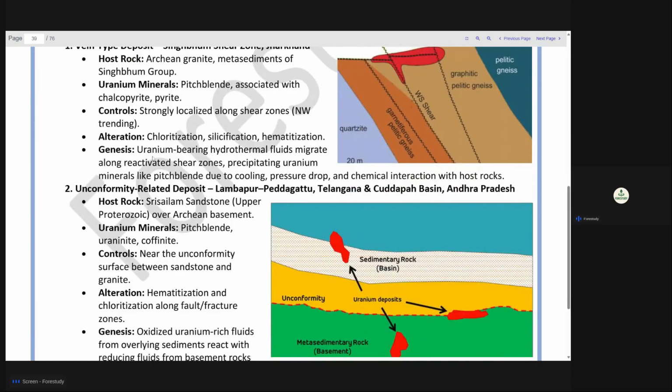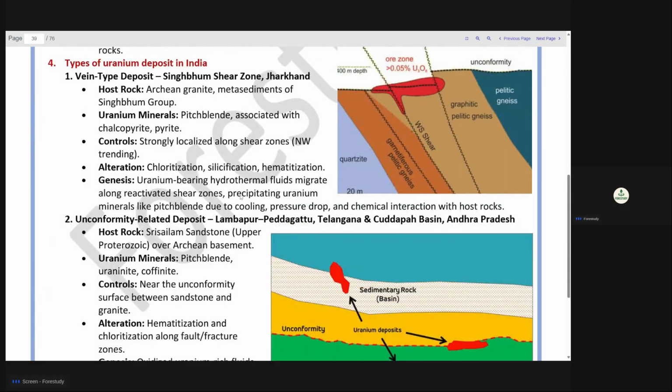Then genesis: uranium bearing hydrothermal fluids migrate along reactivated shear zones, precipitating uranium minerals like pitchblende due to cooling, pressure drop, and chemical interaction with host rock. So we have the uranium bearing Singhbhum shear zone. Always name it like this, uranium bearing Singhbhum shear zone, so that if you ever hear the term Singhbhum shear zone, you will automatically link it with uranium.